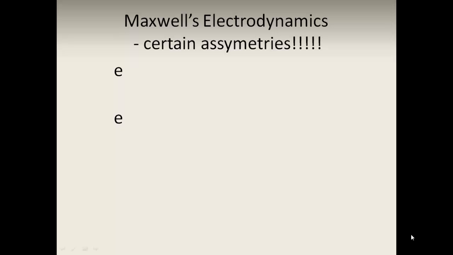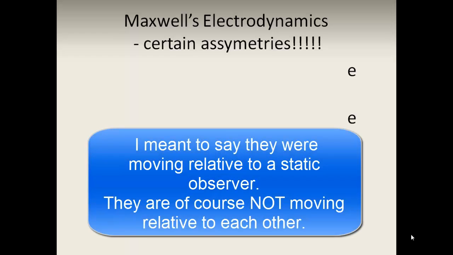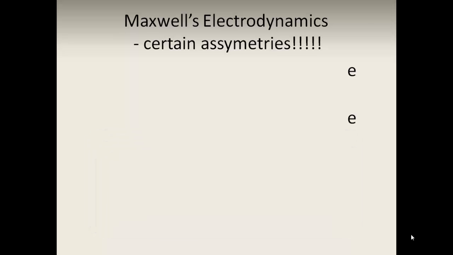Maxwell figured that when you have two electrons which are moving parallel to each other, there were certain asymmetries. When they were static, there would be just one repulsive force between them. When they were moving, because one is moving relative to another, there will be another force, which is Maxwell's force, because of moving charges. And this asymmetry did not work for Maxwell.